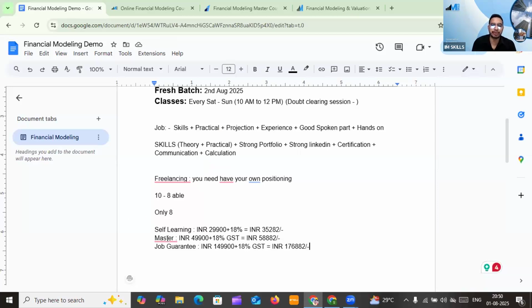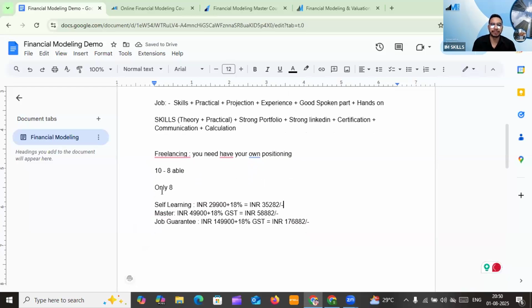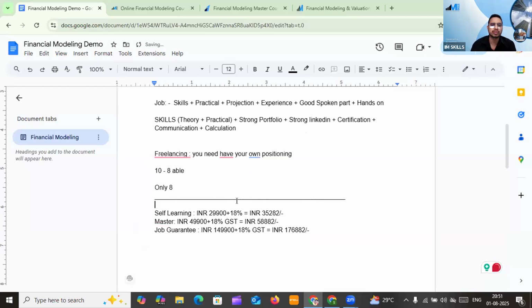Now, the self-learning training program, I always suggest to someone who already holds good knowledge of financial modeling. If you already hold good knowledge of financial modeling and you just want to come into the domain and get an overview of what is going on in the industry, what is new in the industry, and you just need a certificate, you go for the self-learning training program. You do not require the master's training program or a job guarantee training program.